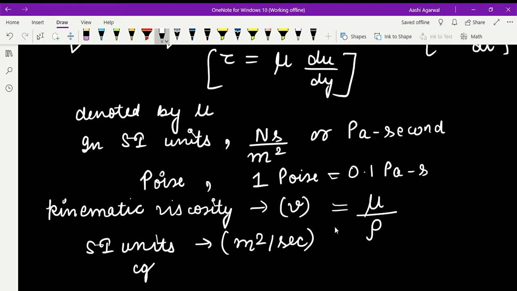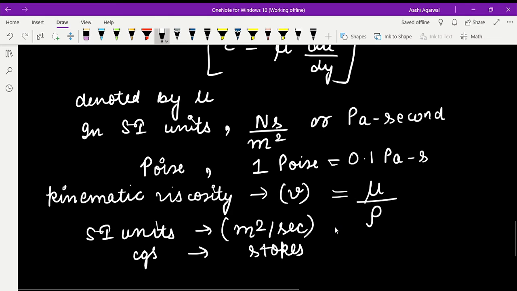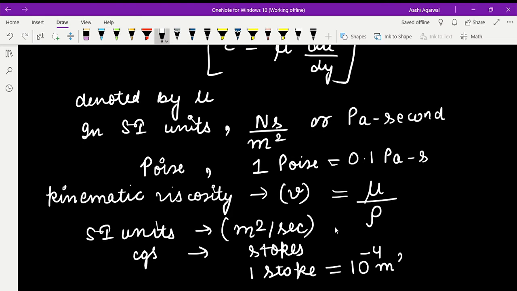If we talk about the CGS system, it is Stokes, and one Stokes is equal to 10 to the power minus 4 meter square per second.